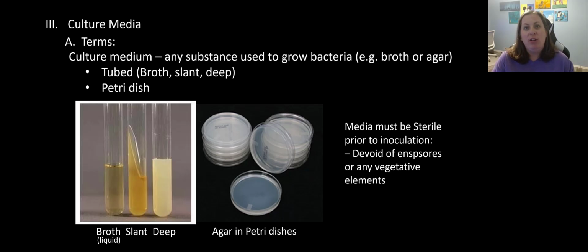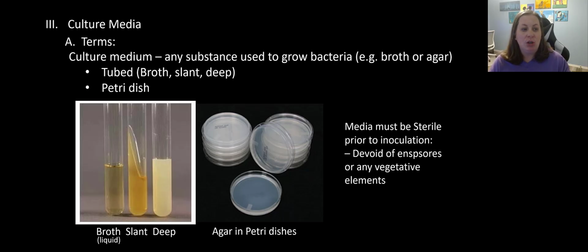So now that we've looked at the physical and the chemical requirements for growth of microorganisms and bacteria, let's take a look at the media we can use in order to grow them in the lab. This is known as culture media. The culture media is any substance that we use to grow bacteria on. Now, it could be liquid, and if it's liquid, that's a broth. Or it could be agar, which is like a jelly, a semi-solid. We can put these either in tubes or plates.